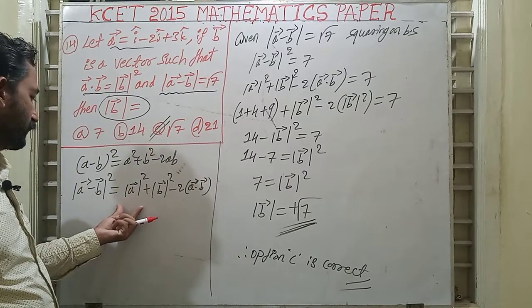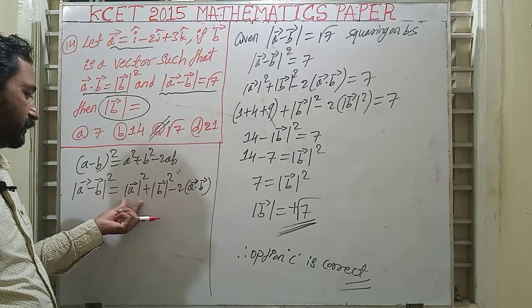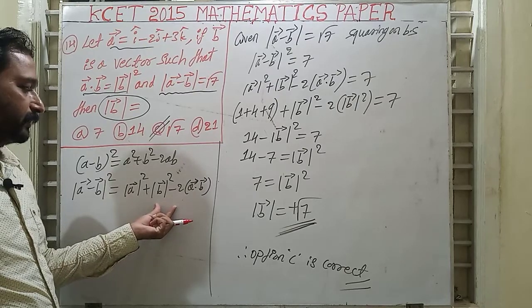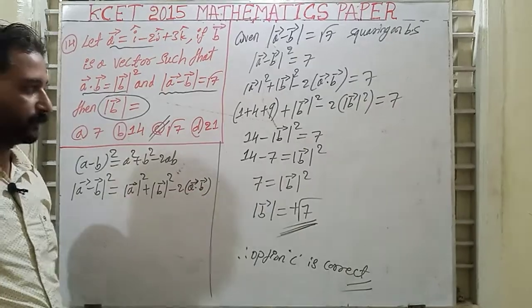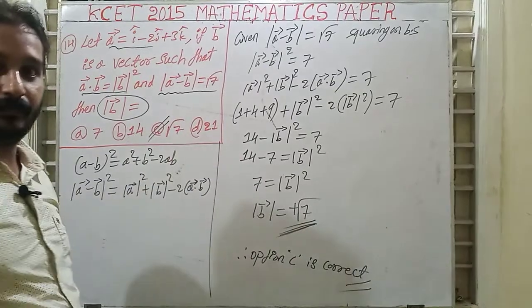We need only one formula to solve this question. Magnitude of a minus b whole square is equal to magnitude of a square plus magnitude of b square minus 2 into a dot b. So that's all. Take down.